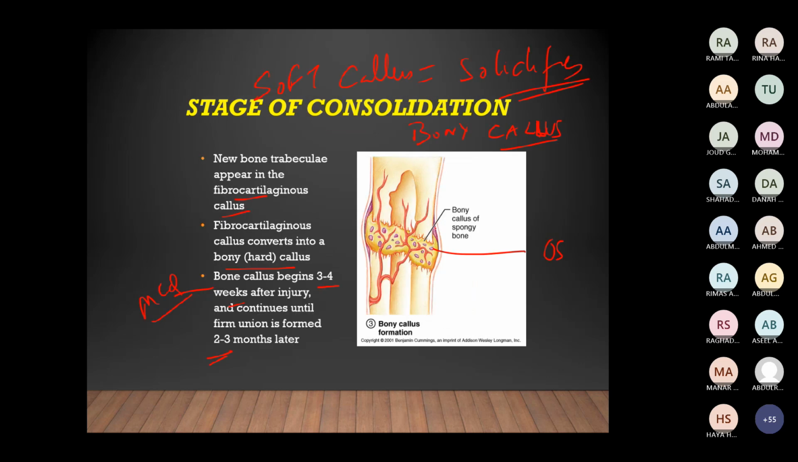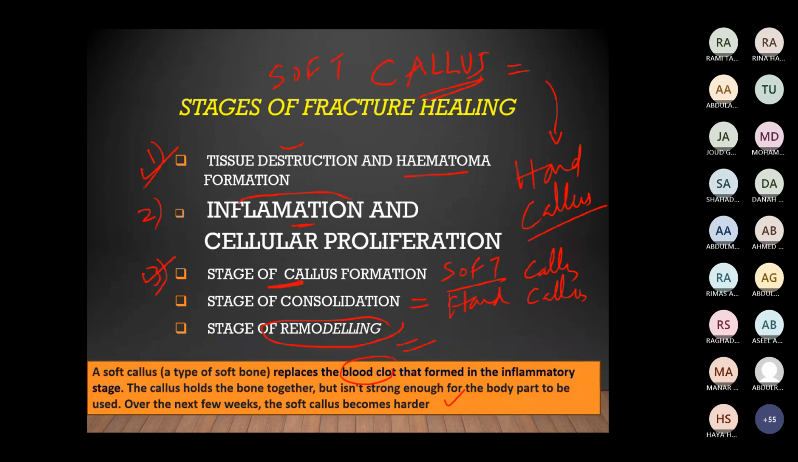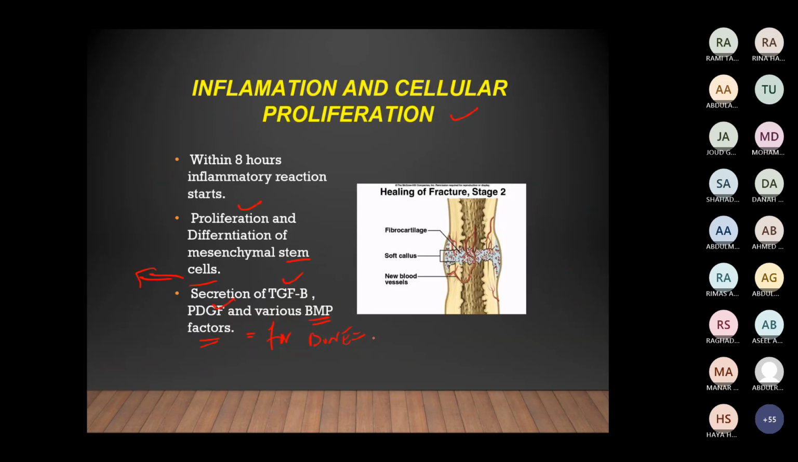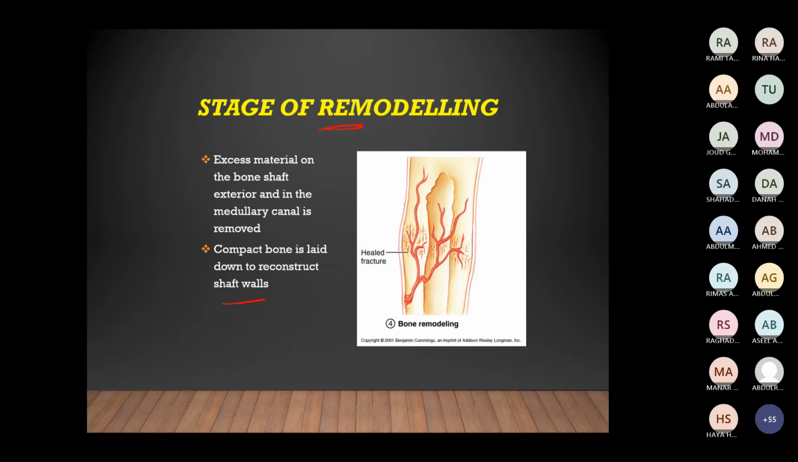So this is the basic structure of our teaching today. That is the first stage: tissue destruction, hematoma formation, inflammation and cellular proliferation, then the stage of soft callus formation, stage of hard callus formation, consolidation, and remodeling. So this is the area we should understand. I think that is all we are supposed to know.